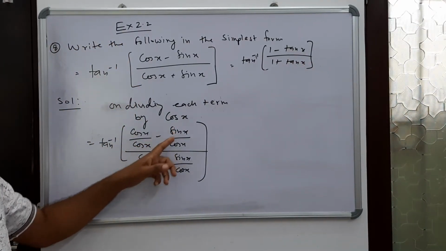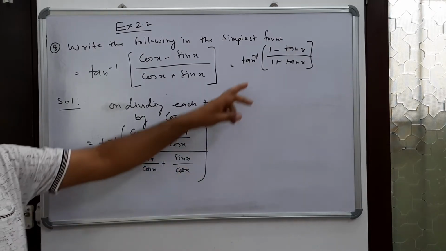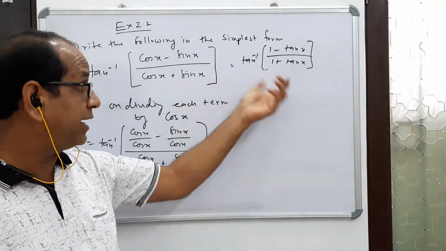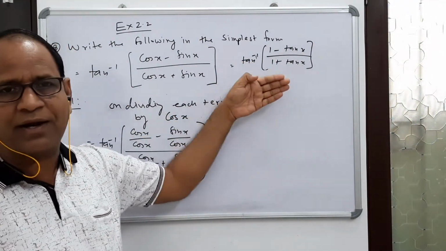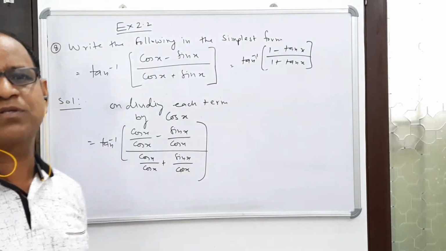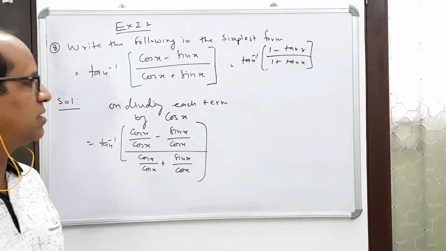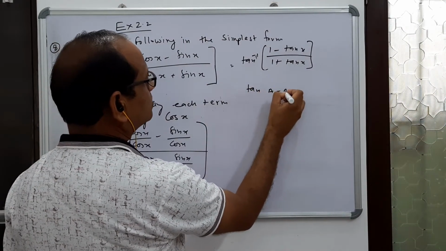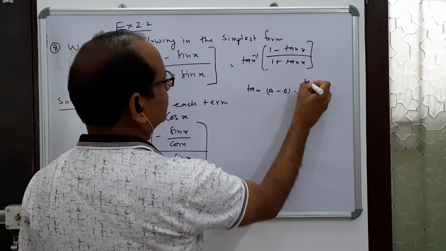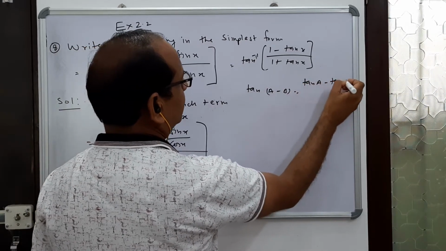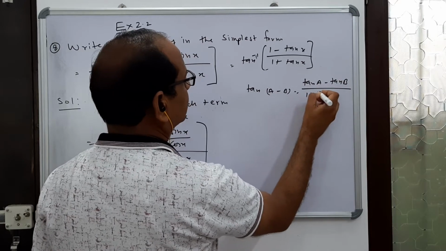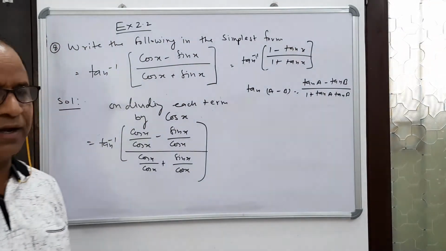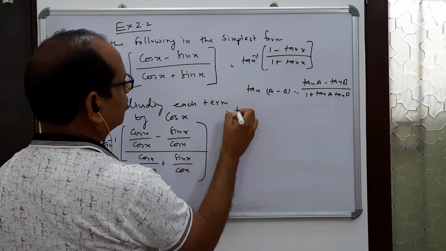This is 1 minus tan x, 1 plus tan x. So we have converted this in this form. Now we will try to find out any identity, and if we can convert this part in tan theta, then our purpose will be over and our sum will be simplified. Now you know that tan of A minus B is tan A minus tan B upon 1 plus tan A tan B. So we make use of this particular identity.